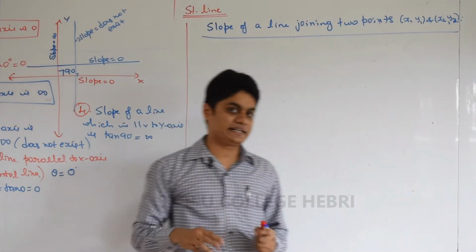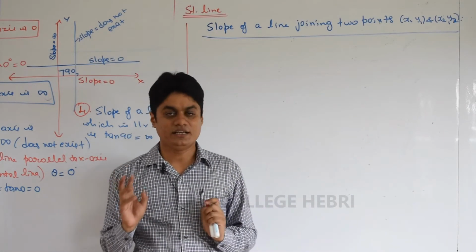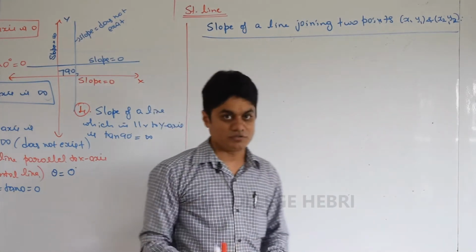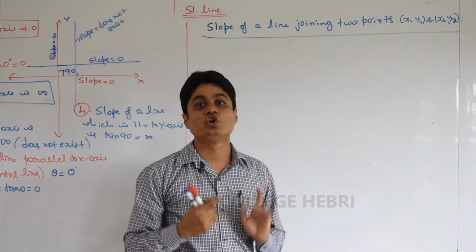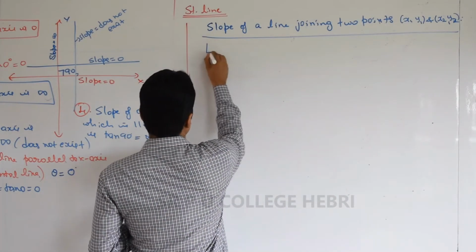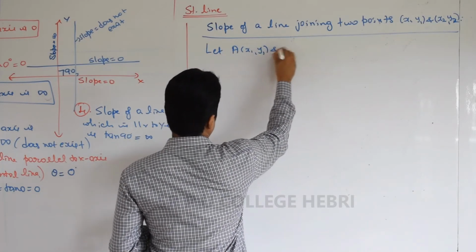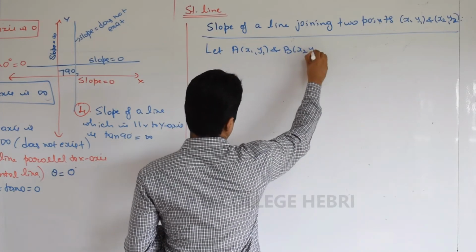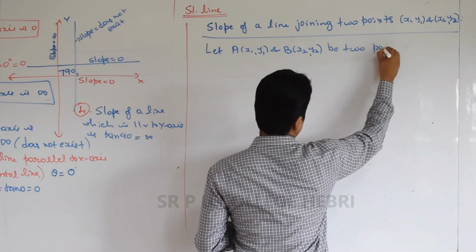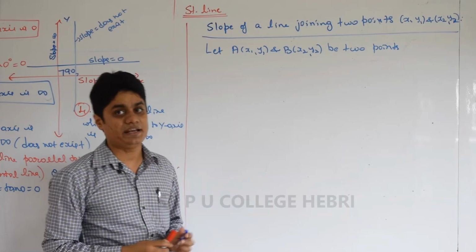Now the next, very important concept here. Theta is unknown, we cannot find theta to find the slope. Here the given data is the 2 points on the line. If you know the 2 points on the line, I'm going to derive one formula which will help you get the slope of the line joining 2 points. The proof is like this. Let A of x1 y1 and B of x2 y2 be two given points. So let me consider the 2 points as x1 y1 and x2 y2 with the names A and B.